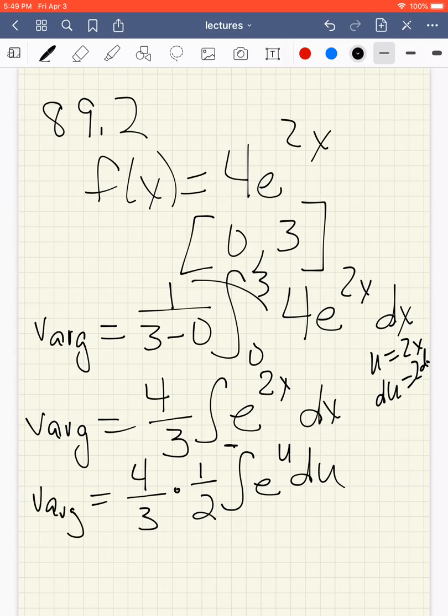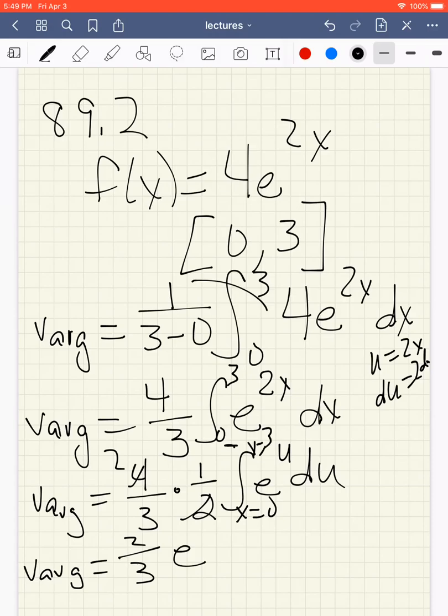And the integral of e to the u is e to the u. So this will be, let's see, 2/3 e to the u, but u was 2x. Oh, and I somehow forgot the bounds, 0 to 3, and I'm going to put x equals 0 and x equals 3 because it's pretty simple just to plug that back in. And that's from 0 to 3.